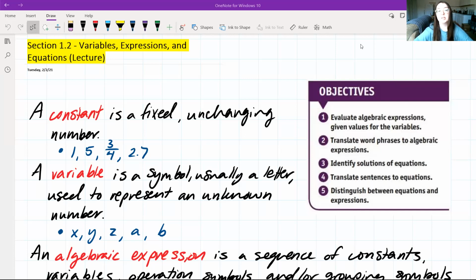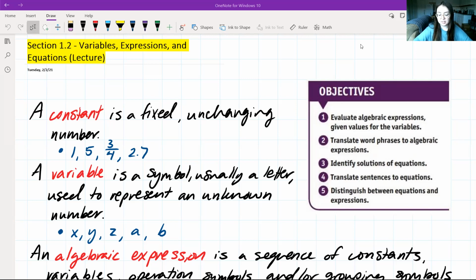So, beginning our section, it's good to just identify what a constant is. A constant is just a fixed and unchanging number. These are numbers we see in most cases here, like 1, 5, 3/4, 2.7, things like that. Normal numbers that we see are known as constants.